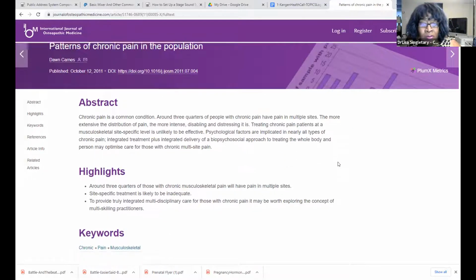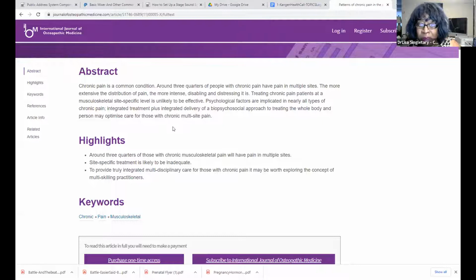So the abstract: chronic pain is a common condition. Around three-quarters of people with chronic pain have pain in multiple sites. The more extensive the distribution of pain, the more intense, disabling, and distressing it is. Treating chronic pain patients at a musculoskeletal site-specific level is unlikely to be effective. Well, that's what we've been doing. When I say we, the allopaths.